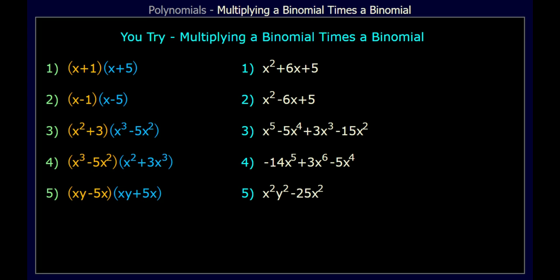Okay, and so this one is just x squared y squared minus 25x squared. So it turns out to just be the first guy squared. So if I square xy, I get x squared y squared, and then I just get minus the last guy squared, which is 5 times 5 is 25 and x squared. We'll do special cases on our next video. All right, so there's that.